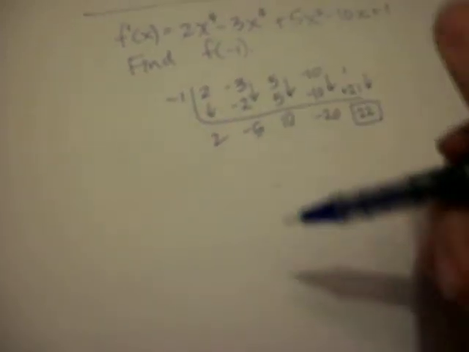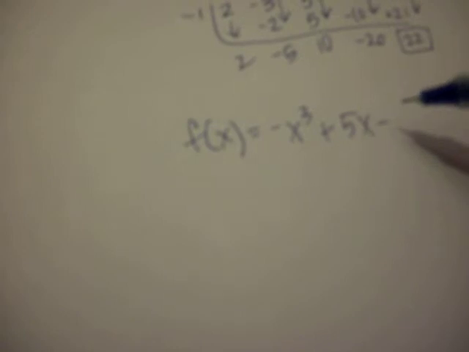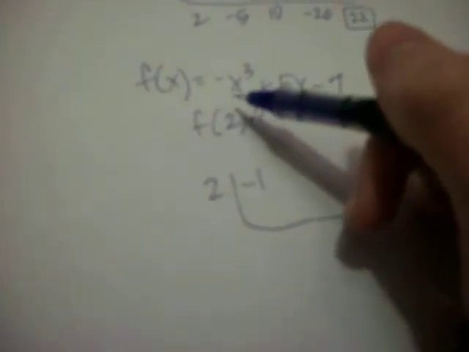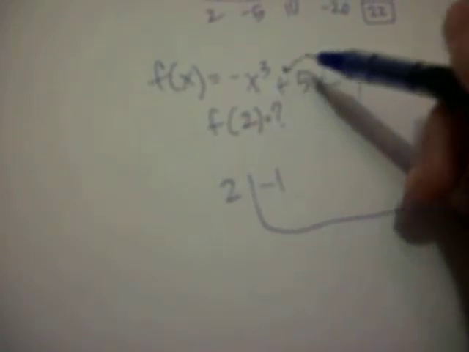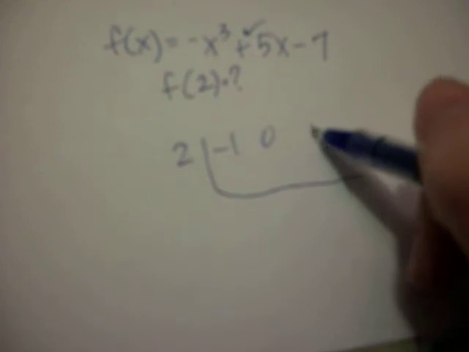Let's say you have the same sort of problem, but you have a term that's missing. So let's say negative x to the 3rd plus 5x minus 7. And I want to find f of 2. So I'm going to put a 2. I have negative 1, which is the coefficient of x to the 3rd. Notice there is no x squared term right there, so I want to put a 0, then 5 and negative 7, and then you follow the same process.